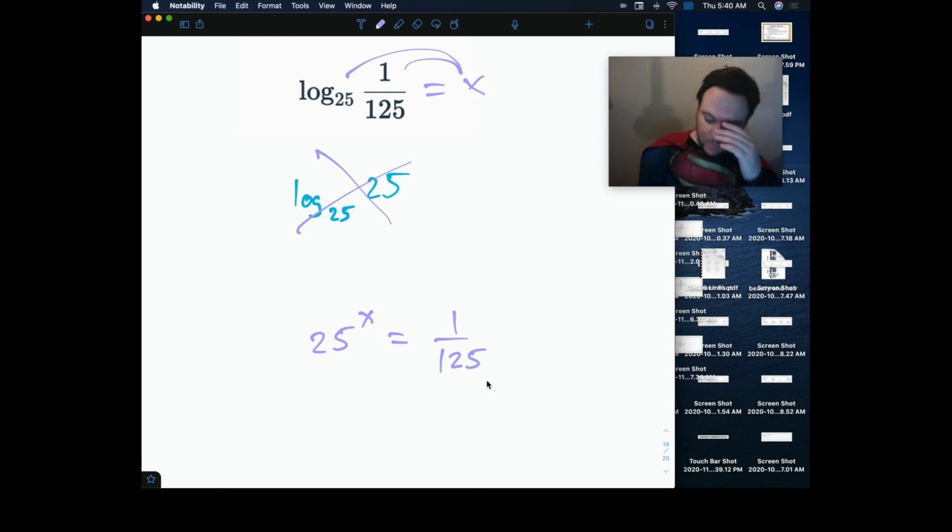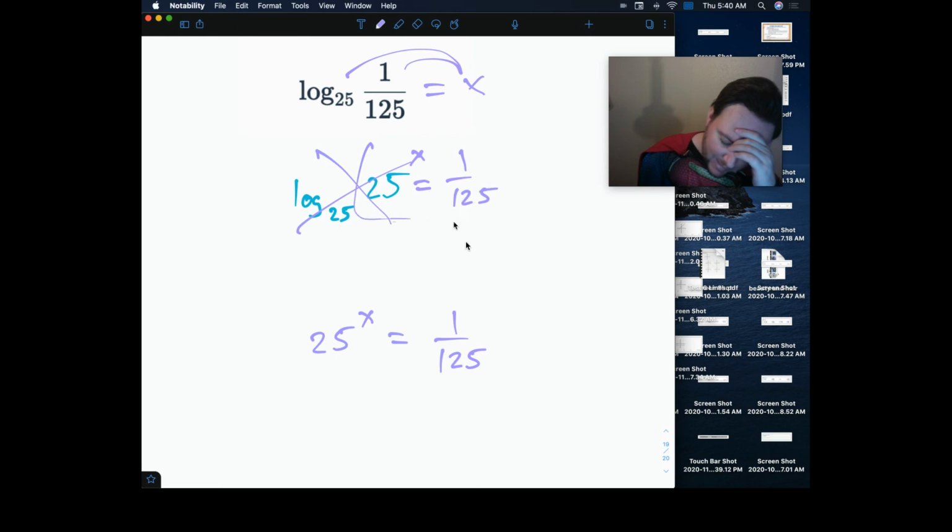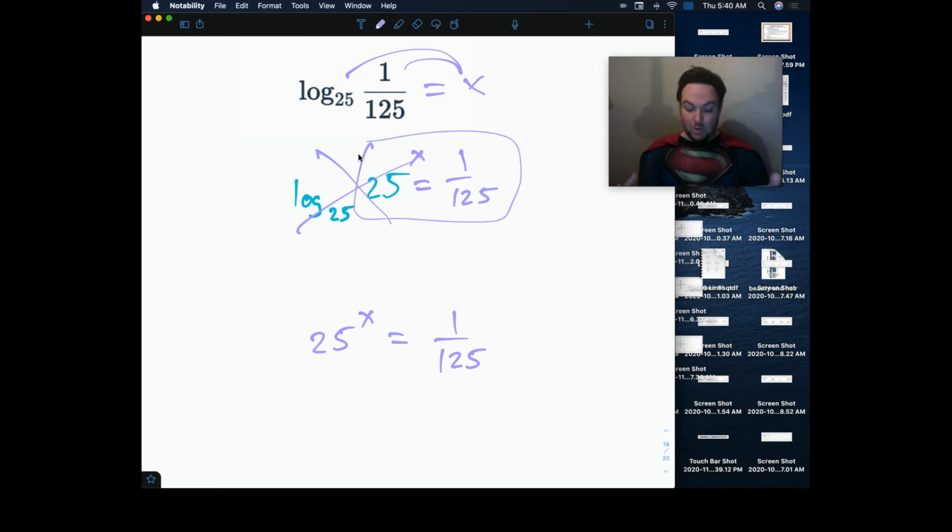By the way, when I was writing this here, I said I want to say log base 25. So I wanted to figure out 25 to the what power equals 1 over 125. That's what I was looking for, and that's exactly what we do when we do the claw, because that's what a log is. Okay, so now we want to clean this up.